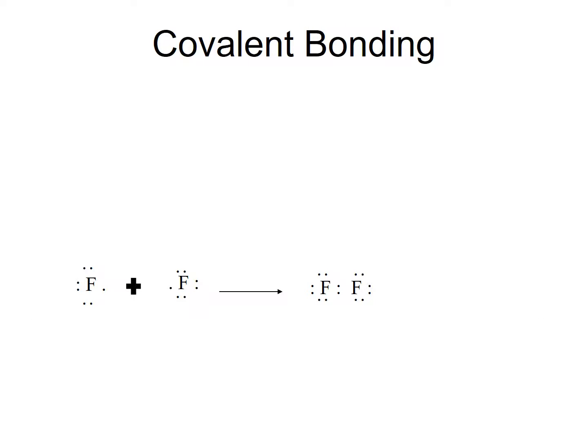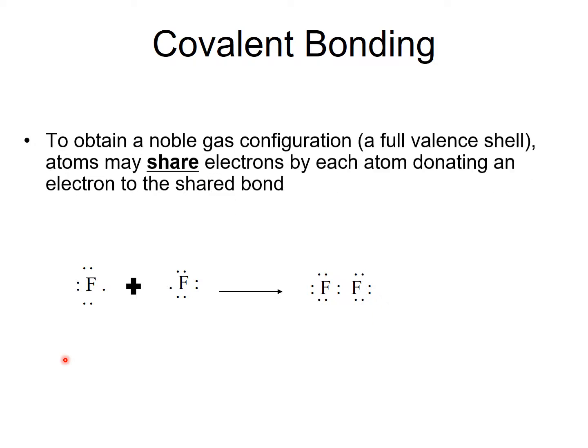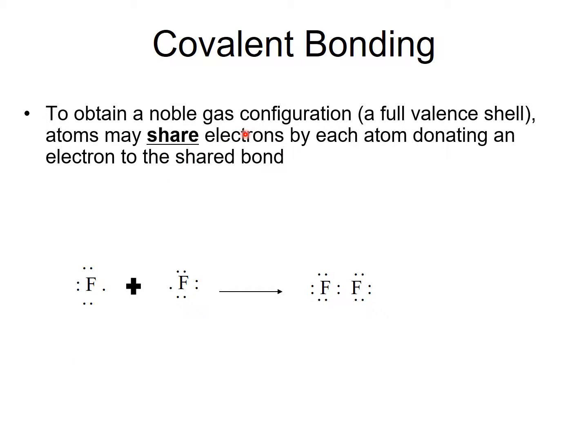So what about covalent bonding? Here's an example of covalent bonding. Covalent bonding is the bonding that you have in almost all organic molecules. After these first few chapters, we're going to deal with covalent bonding almost exclusively. In covalent bonding, we also want to end up with a noble gas configuration, a full valence shell. We want to end up with an octet in our final structure. But what we're going to do in covalent bonding is share electrons rather than just taking an electron away from the other atom.